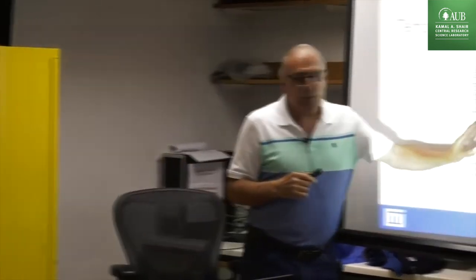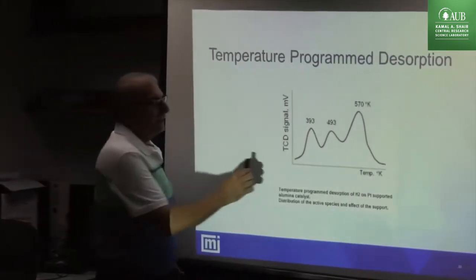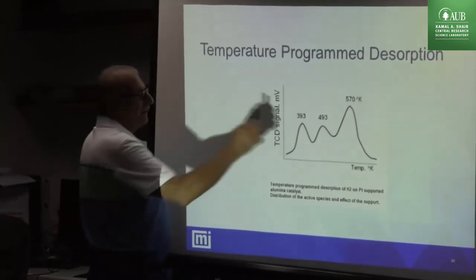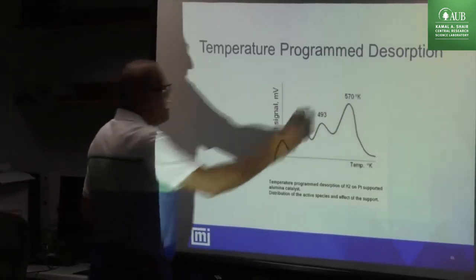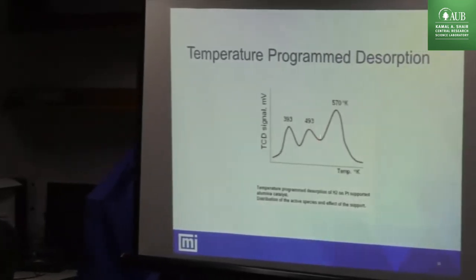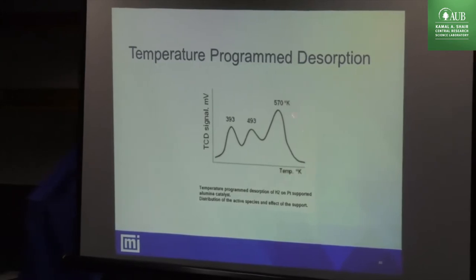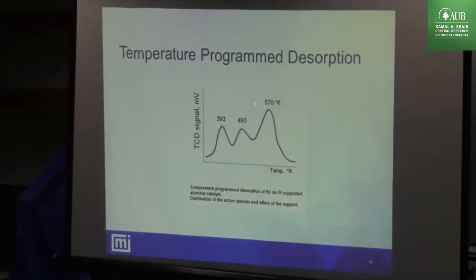I adsorb hydrogen, and then I desorb the hydrogen as I ramp up the temperature. I have three peaks: 393, 493, and 570. If I'd like to work here, I know only this peak, the area under this peak, tells me the amount of hydrogen that is going to be active for my reaction, because all of this here will be degassing, will be desorbed. So these are not active sites for my reaction, only this one here.